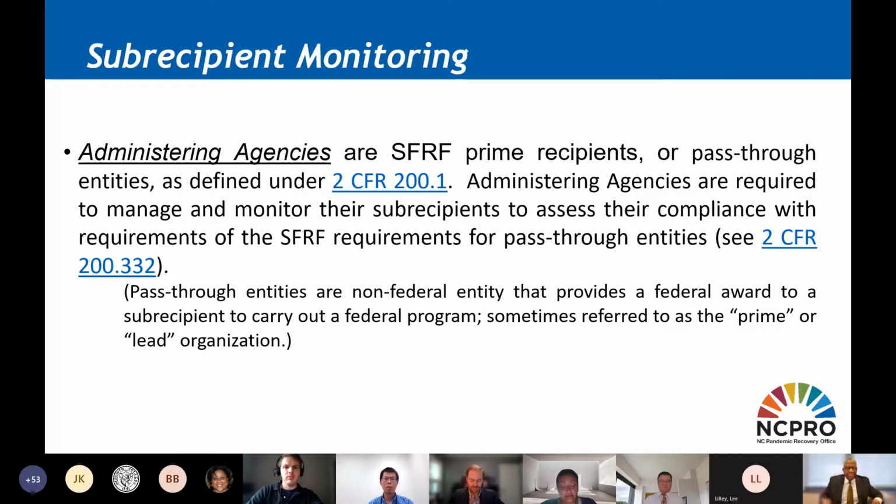and pass-through entities are defined as non-federal entities that are sometimes referred to as prime recipients or lead organizations, or more specifically, as the funding flows from the federal government, the funding flows directly to the prime recipient. And the way that we're structured, the way that we're organized, each state agency is considered an administering agency or prime recipient. Next slide.